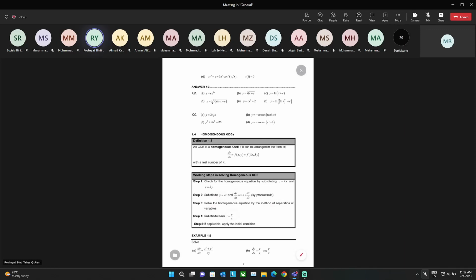Now, we look at example 1.5. For this example, we have dy/dx equal to (x squared plus y squared) over xy.